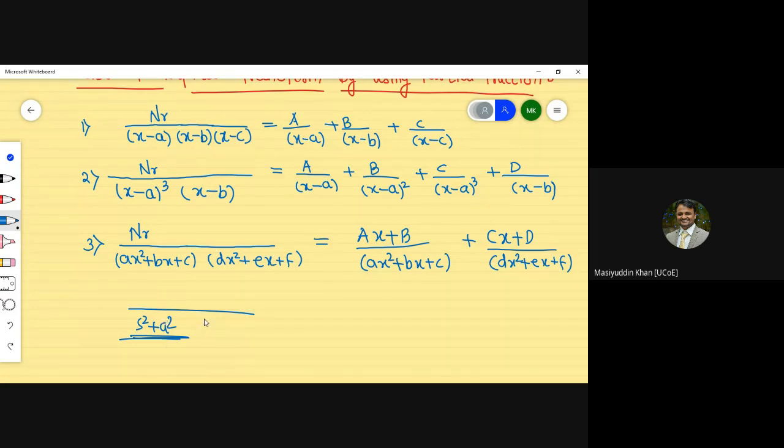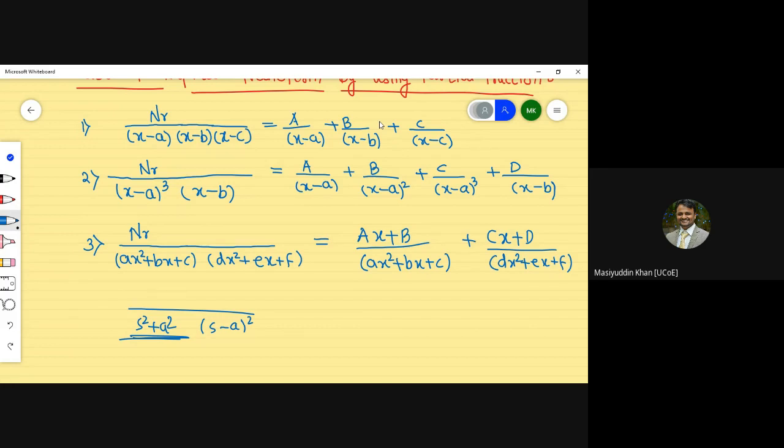And if the term is like s minus a the whole square, it means this is a repeated term. So just make things clear and observe properly. In an examination, the question is not going to be asked like this, by using partial fraction.